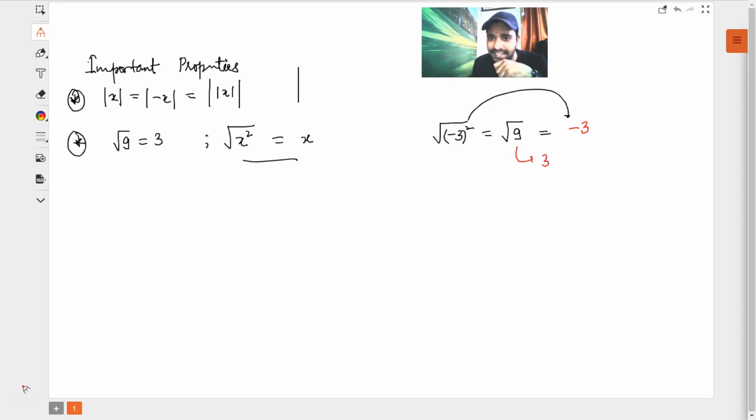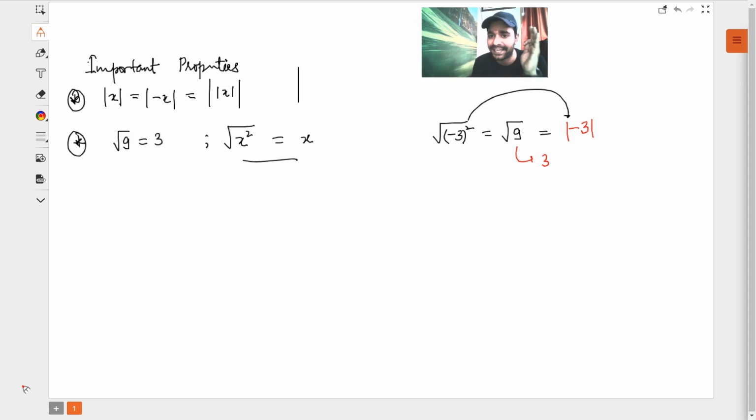But if I'm writing minus 3 ka whole square, its output has to be positive. I told you guys already, right? So it will be mod of minus 3. Mod of minus 3, not minus 3, guys.